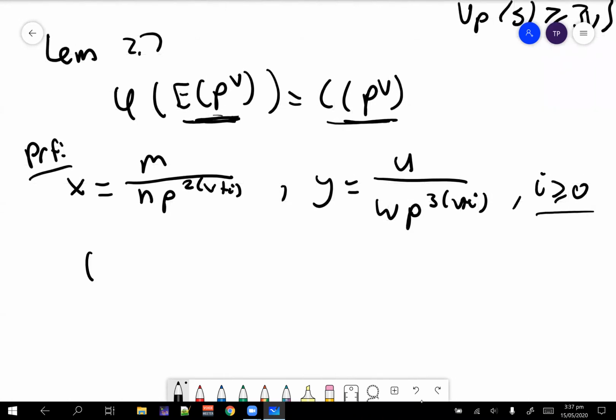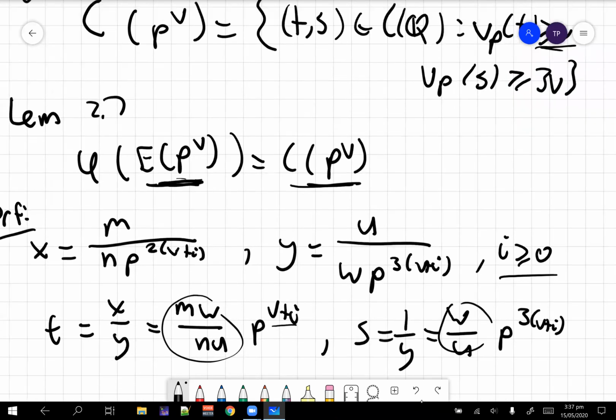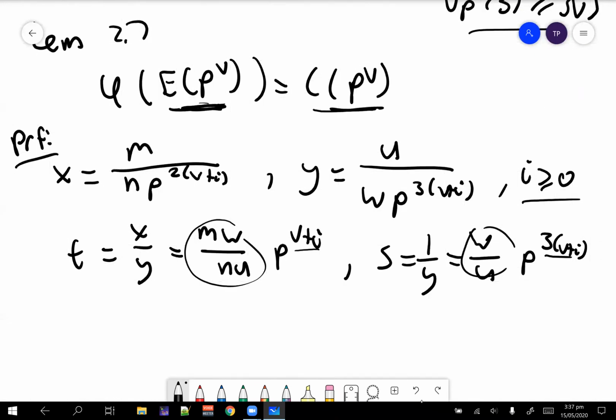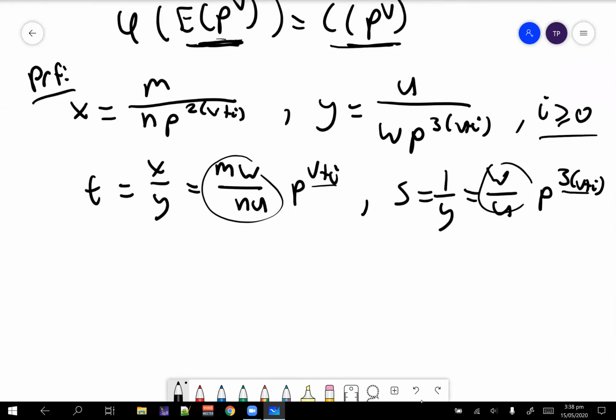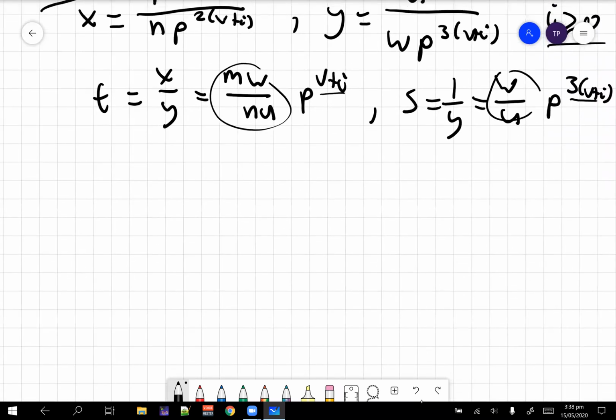Then we simply get t is x over y, mw over nu. This thing is a unit times p to the v plus i, and s equals w over u. This thing is a unit times p to the 3(v plus i). So that means this thing corresponds to this condition up here, and this thing corresponds to this condition here. So everything works out. So we've proved lemma 2.7.